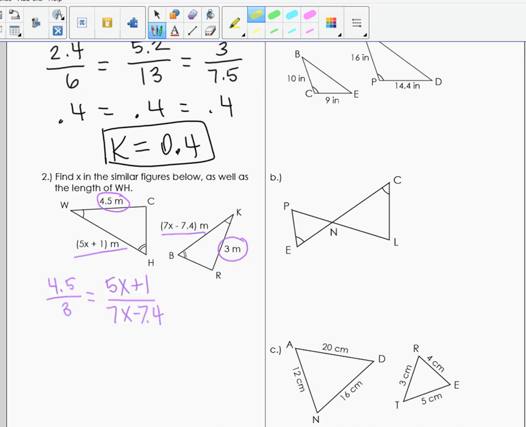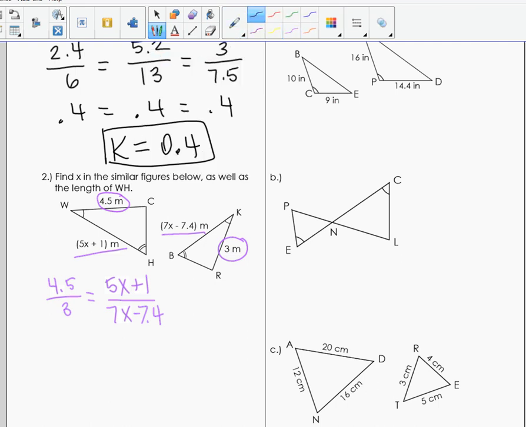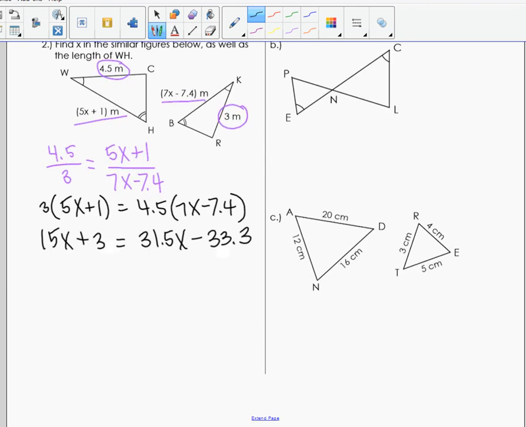That's fine too. At the end of the day, you want to make sure when you cross multiply, you're multiplying the same things no matter the setup. So just whatever you're comfortable with is fine. Just make sure that they're consistent. So when you cross multiply this, we have 3 times 5x plus 1 equals 4.5 times 7x minus 7.4. So when you multiply that out, you get 15x plus 5, I'm sorry, plus 3 equals 31.5x minus 33.3. Okay. Go ahead, bring everything to one side.